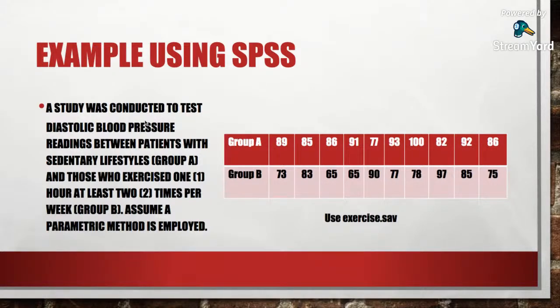Alright, so let's take a look at this example. A study was conducted to test diastolic blood pressure reading between patients with sedentary lifestyles, let's label that group A, and those who exercise 1 hour at least 2 times per week, that would be group B. We assume, as written in the problem, that a parametric method is employed. In other words, we assume, without graphing, just for the sake of this example, that all the requirements for a parametric test are met. So we will use a parametric method.